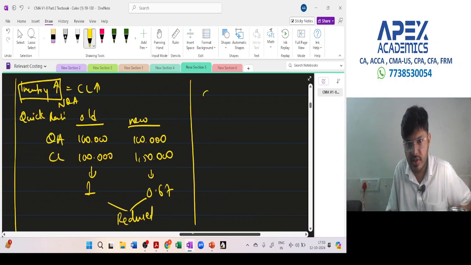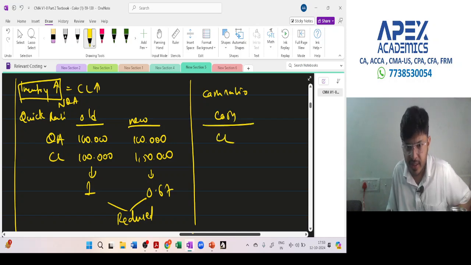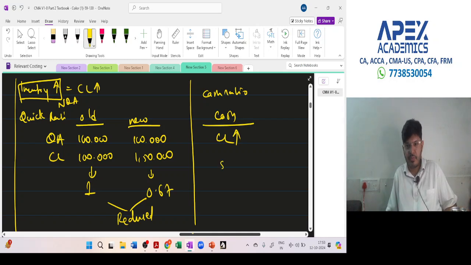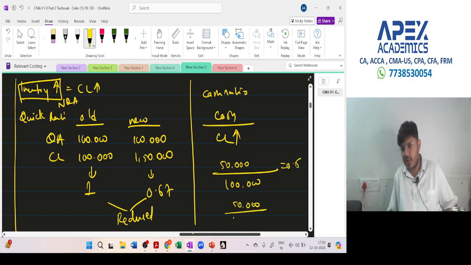The next ratio is the cash ratio. In the cash ratio, I'm looking at absolute cash divided by current liabilities. My dear friends, my numerator is unaffected, but my denominator is going up. So my absolute cash was 50,000 upon 1 lakh, so my old ratio was 0.5. Now my new ratio will become 50,000 upon 1 lakh 50,000. It will become 0.3. So obviously there is going to be a fall.